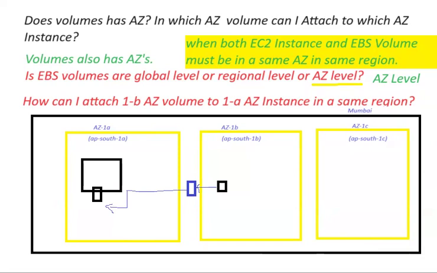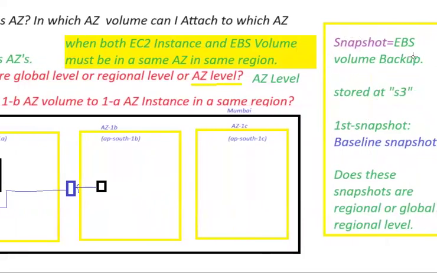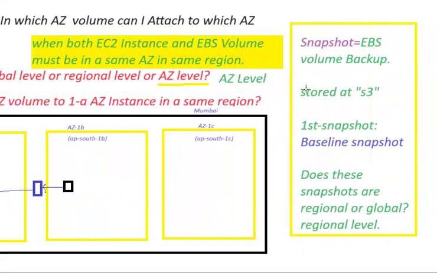In this video, we have covered how to attach my instance in one availability zone and connect my volume in another availability zone, with a detailed explanation, by using a snapshot. What is a snapshot, where it is stored, what we call the first snapshot, and whether the snapshot is regional level or global level. All these things we have learned. So I hope this video was understandable to you. Thanks for watching.